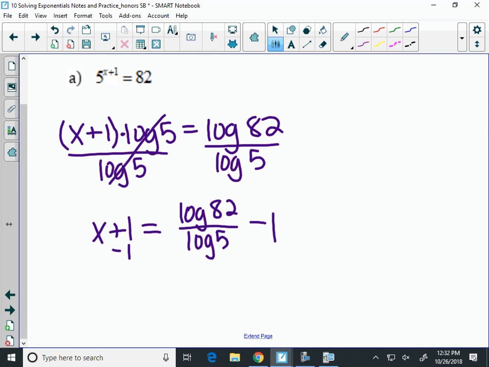When you put this in your calculator, you're going to type in log of 82 divided by log of 5. I would then hit enter and then subtract 1 from it. You're going to do that on your calculator. Make sure that you are very careful and that you practice. And you're going to tell me what you got. Bless you. I did it. Yes, that's what I got. Good. Questions so far? Pretty simple?